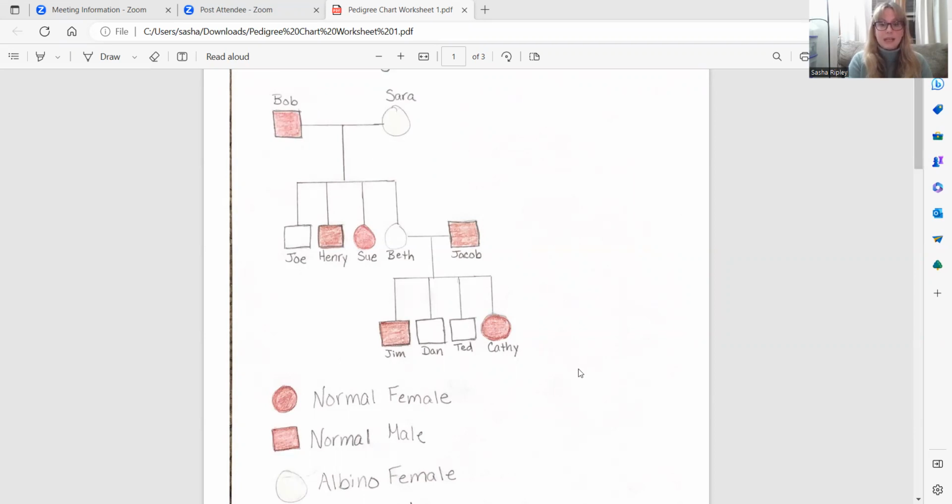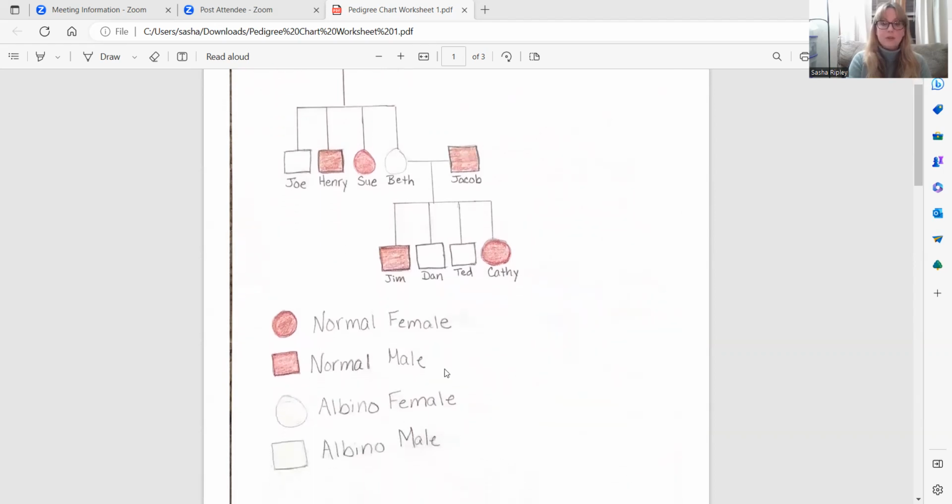In this case, what we have a pedigree chart showing is how the trait of albinism, or lack of pigment, moves through a family. So the key says that the circles that are filled in with this reddish color are normal females with normal pigment. The squares filled in are normal males, or males with normal pigment. And your albino females will be the circles that are not colored in, and the albino males are going to be the squares that are not colored in.